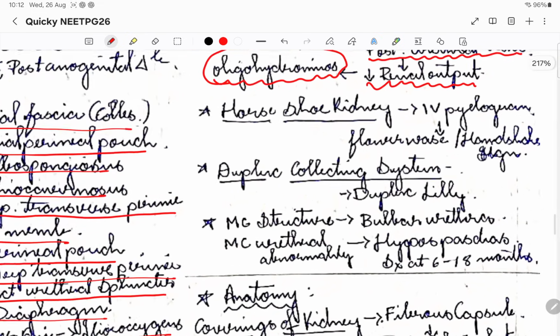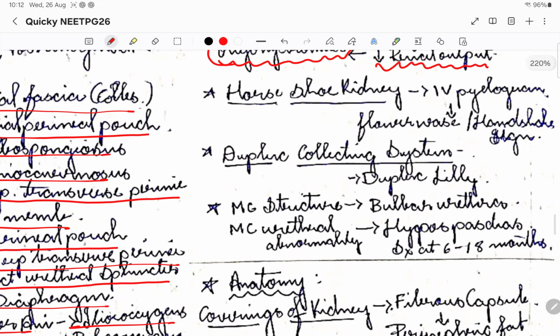Then coming to horseshoe kidney, how do we diagnose it? By IV pyelogram. Horseshoe kidney is basically two kidneys joined together in the middle. This looks like a horseshoe, right? Horseshoe looks like this only. So this is how the horseshoe kidney would look. If we do an IV pyelogram, it will look like a flower vase, because here the calyces and pelvis will be there. It looks like a flower vase.